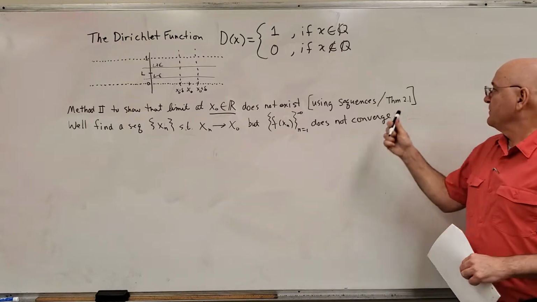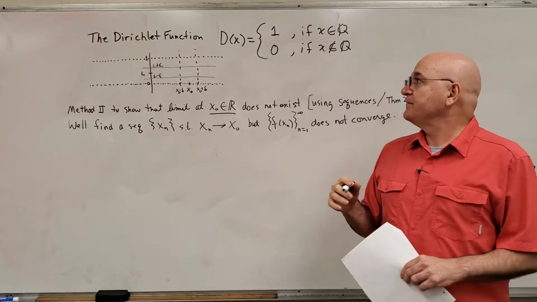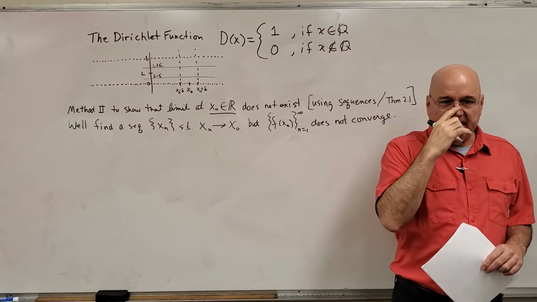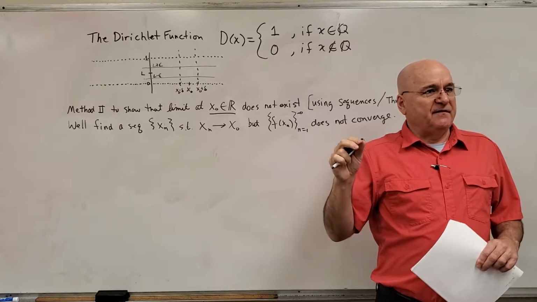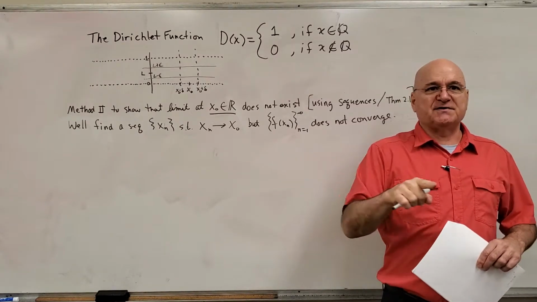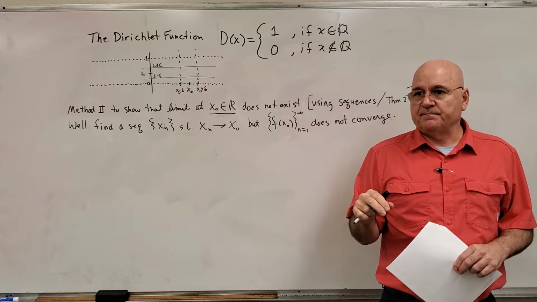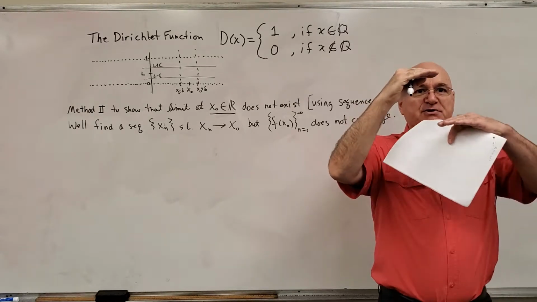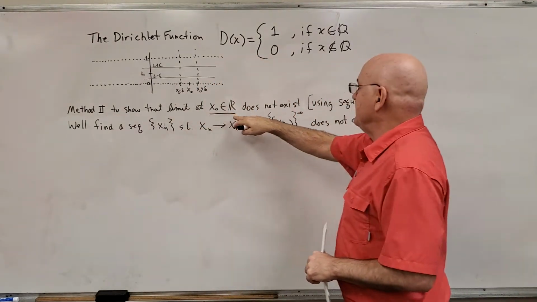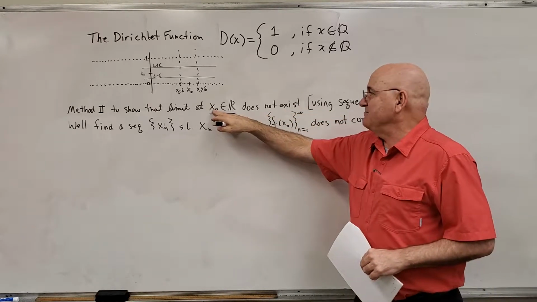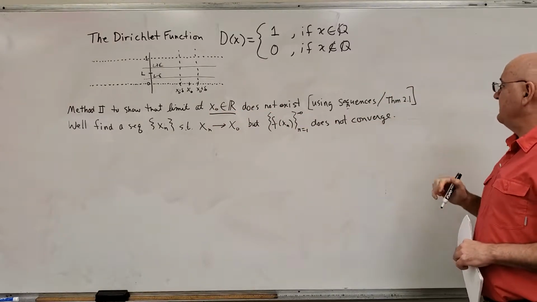We're going to use sequences. We're going to use theorem 2.1, and let's review what that said. If the limit of a function f of x at some number x naught exists, that means that for every sequence x_n that converges to x naught, f of x_n is going to converge to the limit. So this is our second method to show that the limit at x naught does not exist. And x naught is just arbitrarily chosen, any x naught. We're going to use sequences and theorem 2.1.